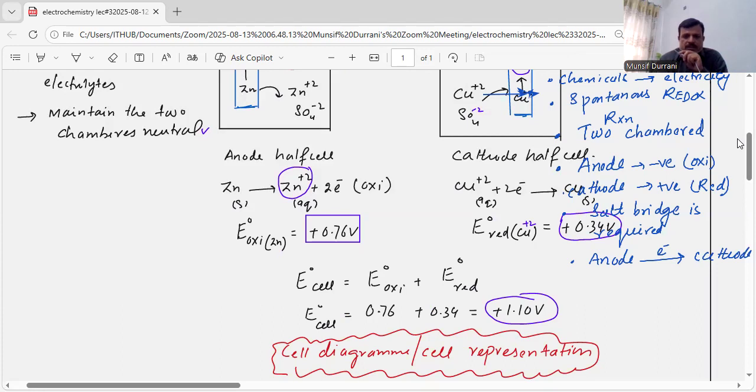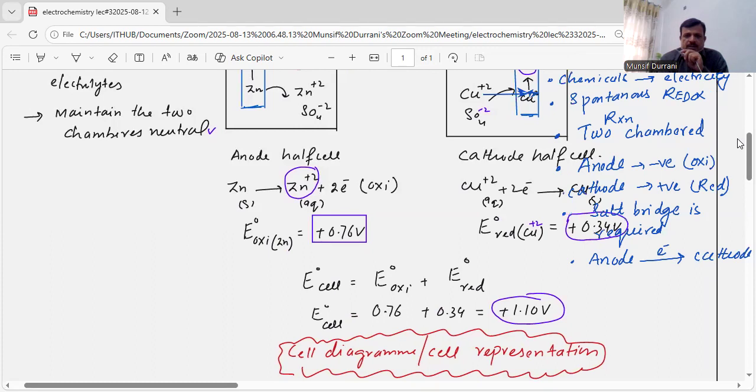E naught oxidation occurs at the anode, and the anode is made up of zinc. So we will put the value 0.76 over here, and E naught reduction occurs at the cathode.